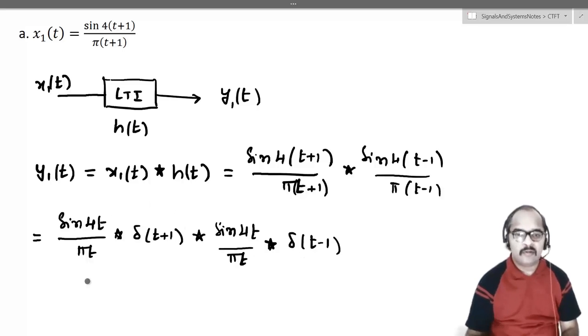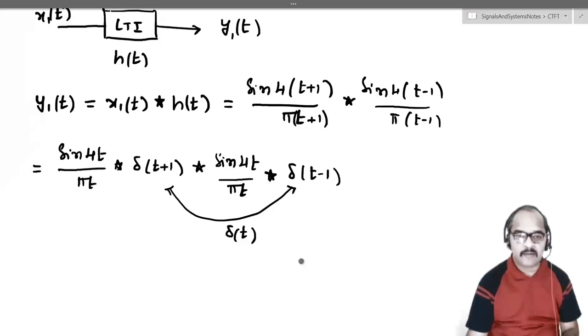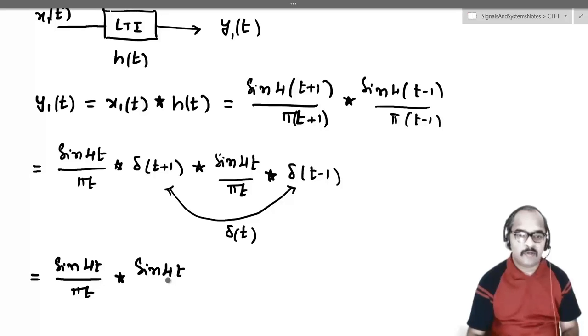Okay, right. Because the convolution operation satisfies the commutative property and associative property, we can jumble the terms in this convolution. But if you look at this carefully, what will be the result of convolution of these two guys here? That fellow will give us delta of t. So finally we get this to be equal to sin 4t divided by pi t convolved with sin 4t divided by pi t, and this fellow convolved with delta of t.